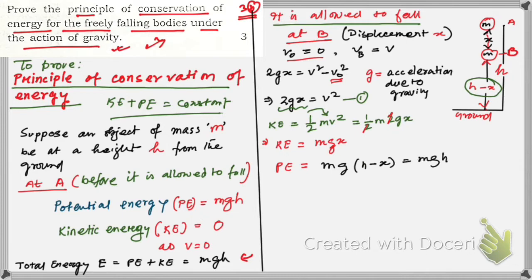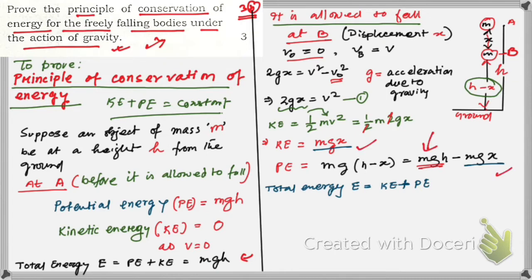Now let's find the total energy by adding the kinetic and potential energy. Here mgx minus mgx will be cancelled, so only mgh is left, right? So the total energy will be mgh. Here I have used equation number 1, so mention it. I forgot to mention that. The value of v square we have got from equation number 1. Now let's move on to the next slide.